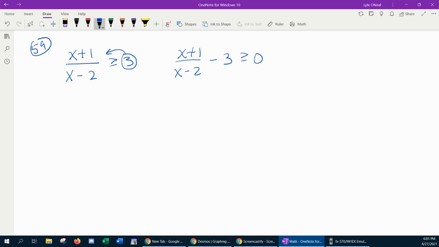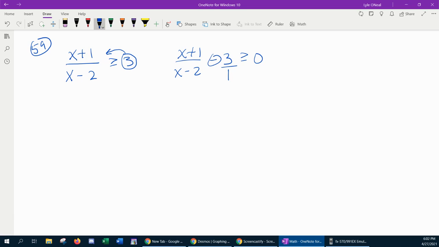So that'll give us (x plus 1) over (x minus 2) minus 3 greater than or equal to 0. Now, notice at this point that I have 2 terms on the left. I'm going to have to combine those terms so that I get a single term on the left. So what we're going to need to do to the 3 is fraction it up.